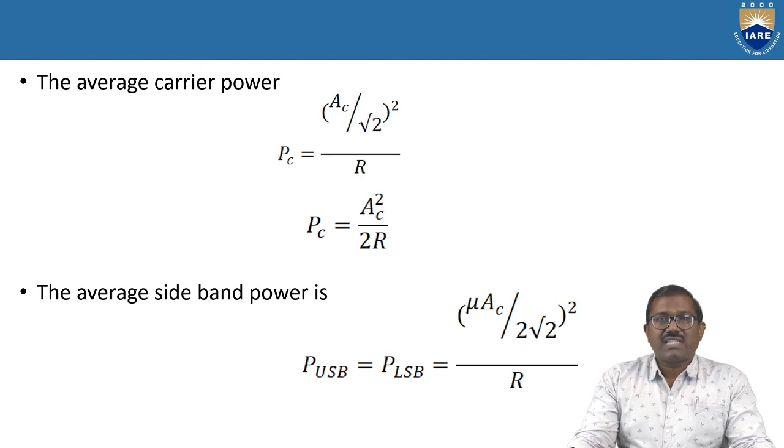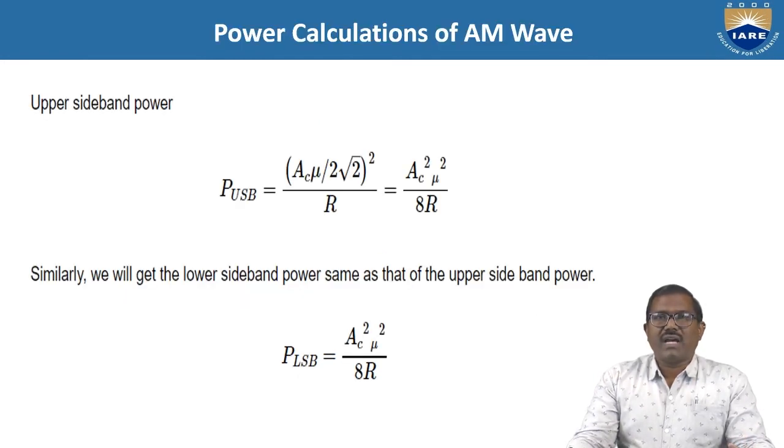Next, we go for the sideband power. The average sideband power, either upper sideband or lower sideband, that is P USB, which is equal to P LSB, which is equal to (mu Ac by 2 root 2) whole square by R. So finally, we get the upper sideband power P of USB is equal to Ac square mu square by 8R. Similarly, we have the same power for the lower sideband also. So P LSB is also equal to Ac square mu square by 8R.